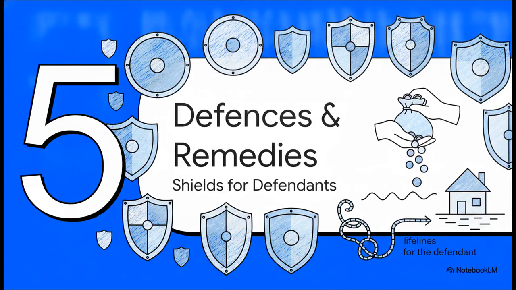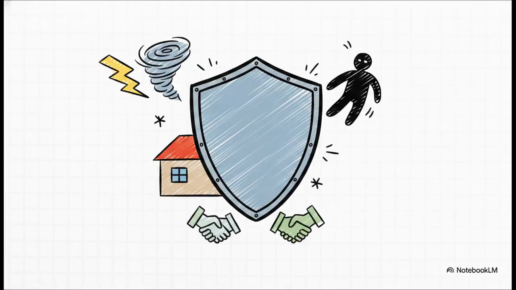On to our final section, Section 5, Defenses and Remedies. Look, even though this is a tort of strict liability, it is not absolute liability. There are recognized legal shields you can use. You can argue act of a stranger, act of God, like an extreme, totally unforeseeable weather event, statutory authority, consent, or contributory negligence where the claimant is partly at fault.